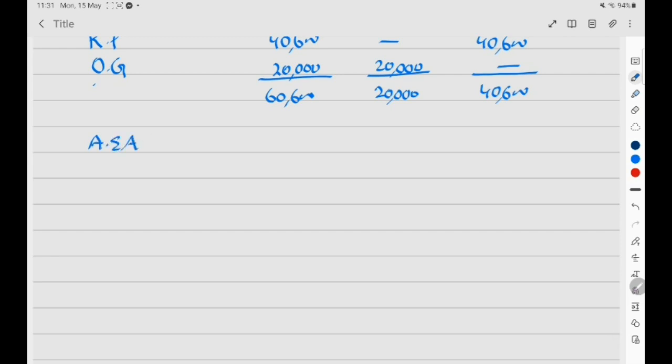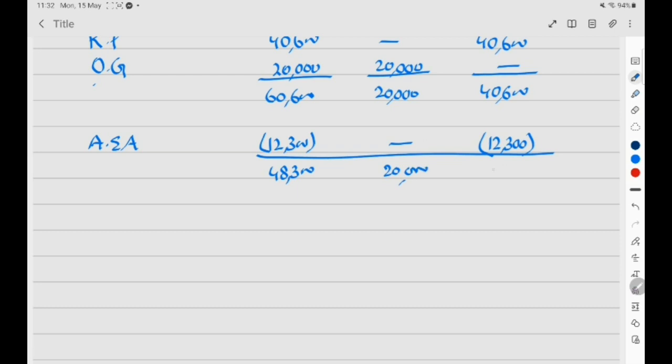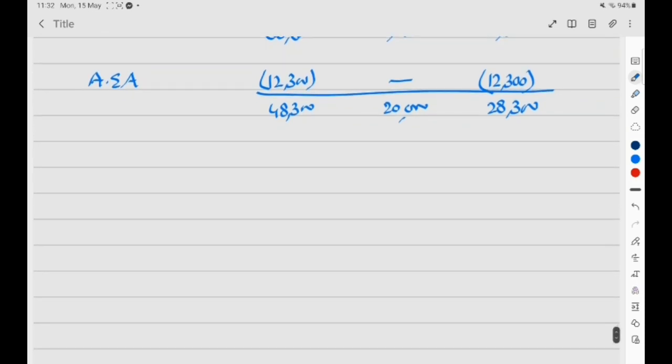Now you have to deduct the annual exempt amount. Annual exempt amount is given to you 12,300, and from residential property gain it will be deducted. Remember that. And after this, 48,300 is your total gain, 20,000 from this, and 28,300 from residential property. So this is your total gain you have to calculate. There is no capital loss brought forward, so there is no need to deduct that obviously.